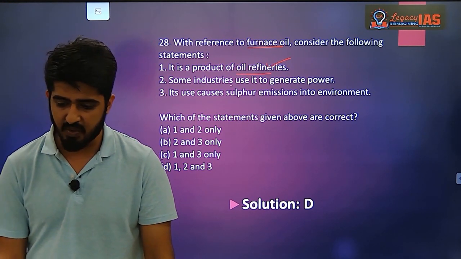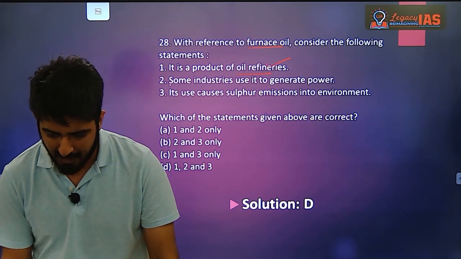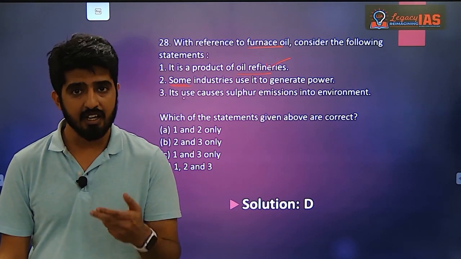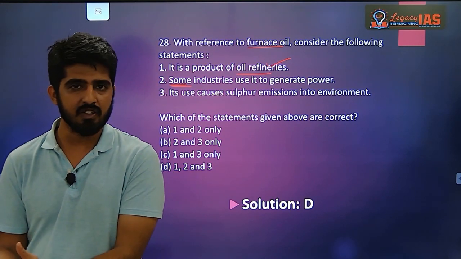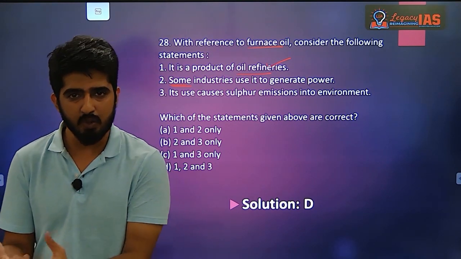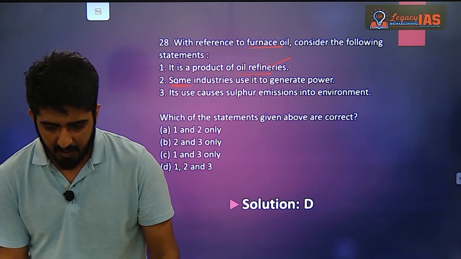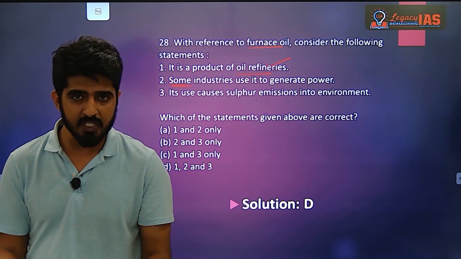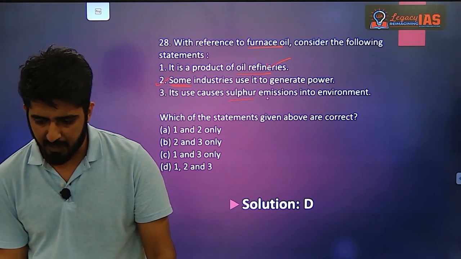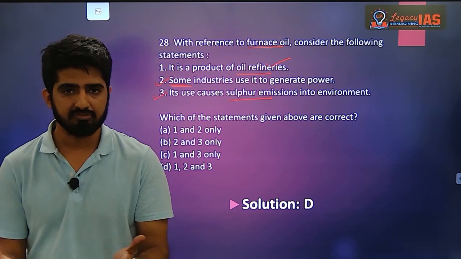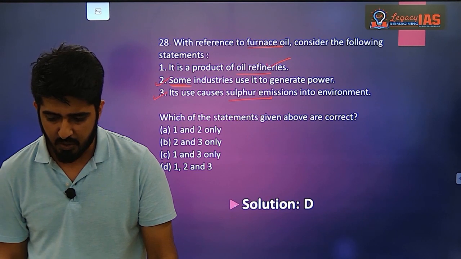Next, some industries use it to generate power. Of course, some industries at least are using it. So as the technology advances, the waste created by any industry can be used as an input in another industry. So it says some, it is not an assertive statement. So you can go with 2, which is right, and then causes sulfur emissions into the environment. 3, obviously yes. So the solution is D.